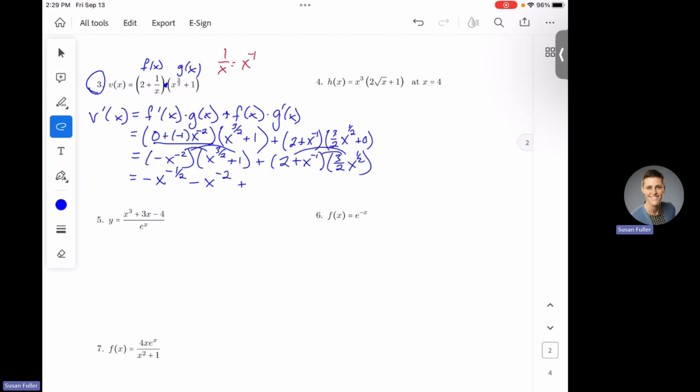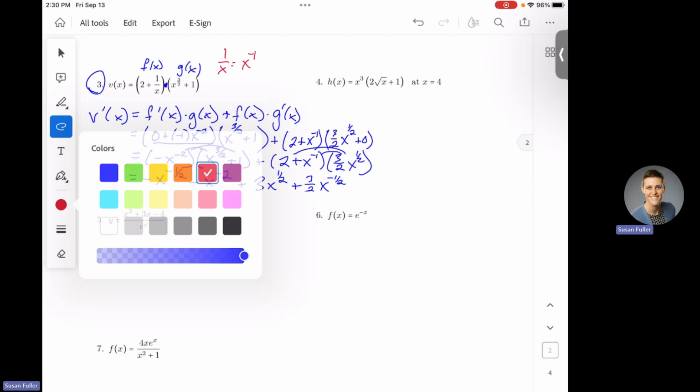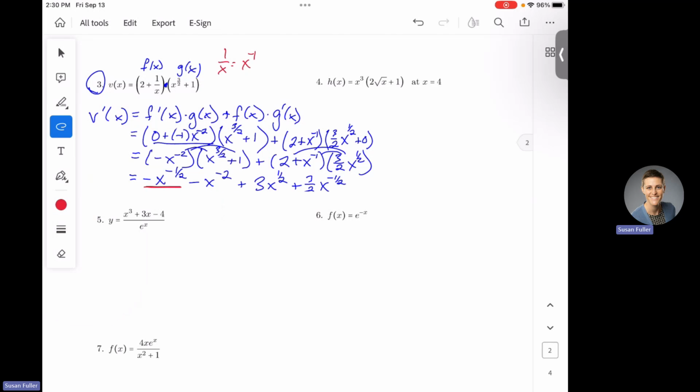Again, I'm going to multiply this 3 halves x to the 1 half out. 2 times 3 halves is 3 times x to the 1 half. And I'm going to add to that 3 halves times x to the negative 1 plus 1 half power. Negative 1 plus 1 half is negative 1 half. So now I've distributed everything out. And I'm just going to look for like terms here. And I have x to the negative 1 half here and an x to the negative 1 half here. So we can go ahead and combine like terms. And I'm going to get negative 1 plus 3 halves.